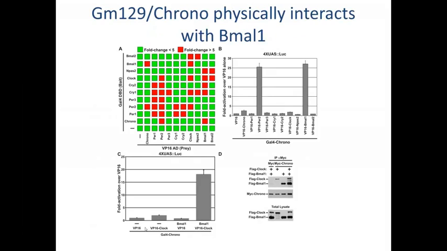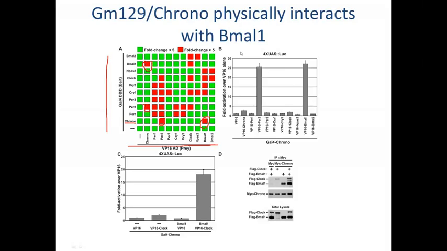So here's a mammalian 2 hybrid experiment looking at protein-protein interactions. On this side, we have Gal4 DNA binding domain vectors. On this side, we have VP16 activation domain vectors. And when the two proteins interact, you have a red signal or a transcriptional induction. And when we tested GM129, or a gene we're now calling Chrono, we found that it strongly interacted with PER2 and BMAL1. And here it is interacting with PER2 and BMAL1 as a VP16 fusion.